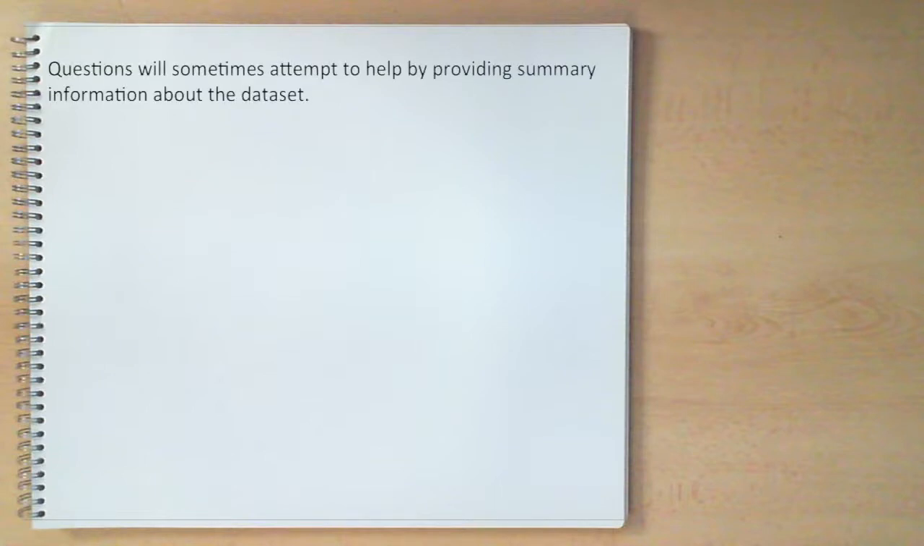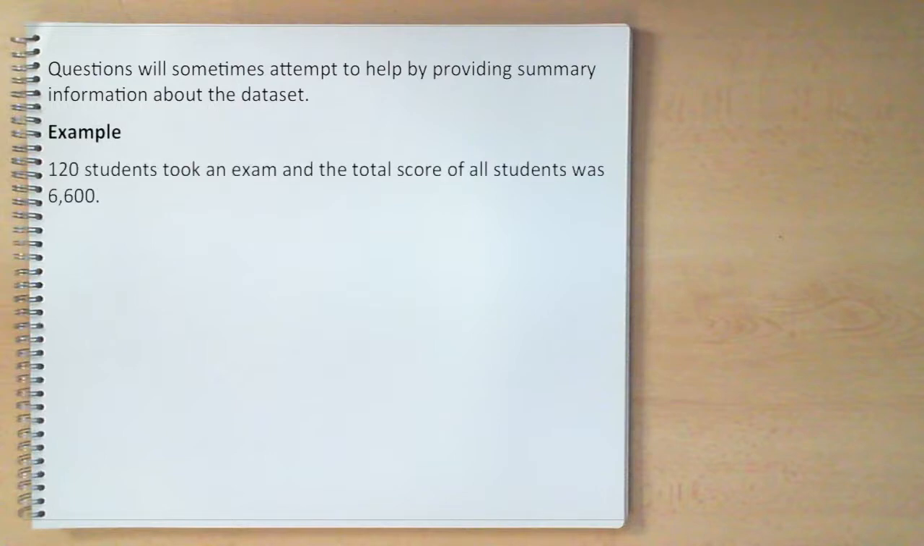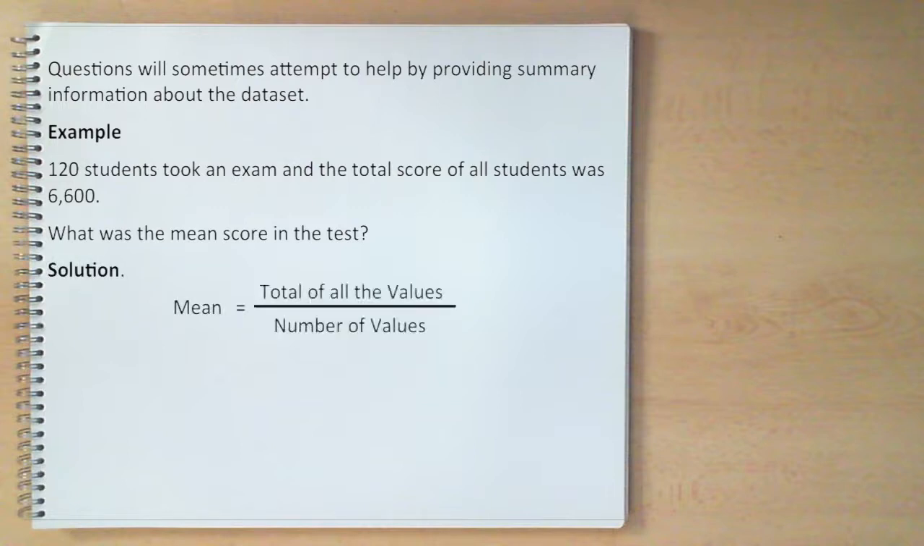Because of this, you'll sometimes be asked questions that provide some summary information about the dataset rather than the original numbers. So here's an example. 120 students, quite a large number of students, took an exam, and the total score of all the students was 6,600. What was the mean score in the test? In this example, we're not given the raw data. We're just given some summary data, and we have to work out our mean from that. So the mean is the total of all the values divided by the number of values. We've seen that before. And the total of all the values is given in the question, 6,600. So we simply take that value and divide it by the 120 to get our answer of 55.